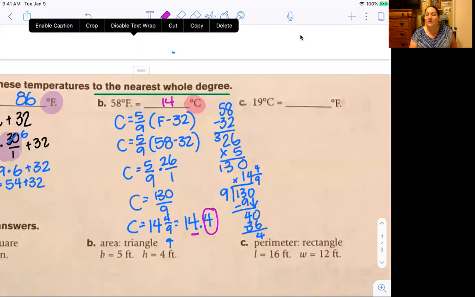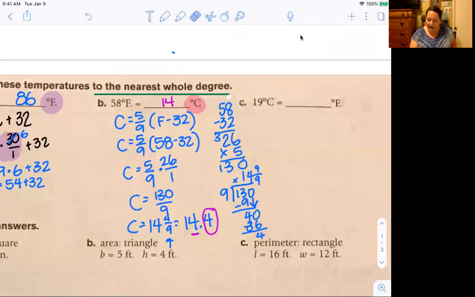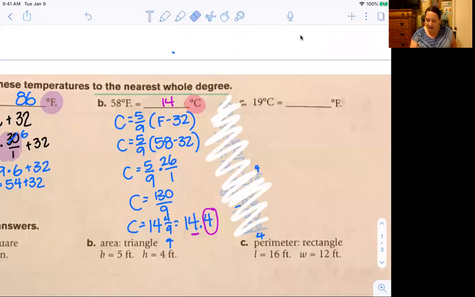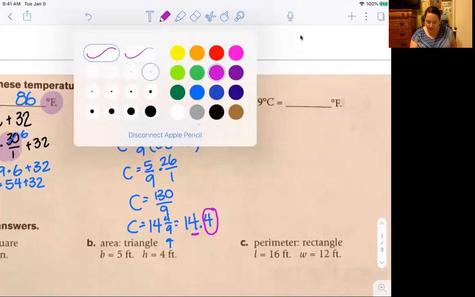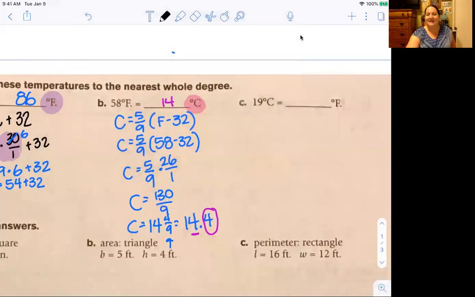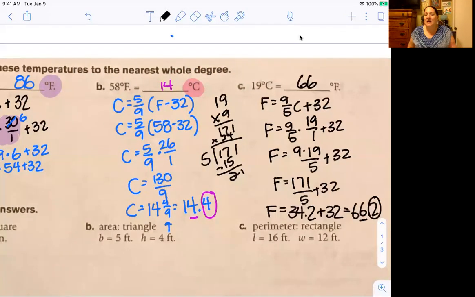Okay. I would like you to try letter C on your own and then come back and we will check together. So try letter C on your own. You will have to round in this one. Okay? Go ahead and try it. Okay, hopefully you've worked it out and you're ready to check. So when we get through this, we get 66 degrees Fahrenheit. If you did not get this, I want you to look at the way that I've done it. If you're still confused, contact me and we can go over it together, okay?